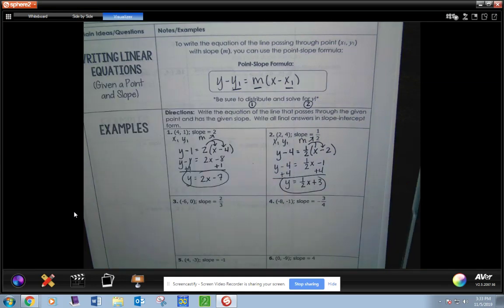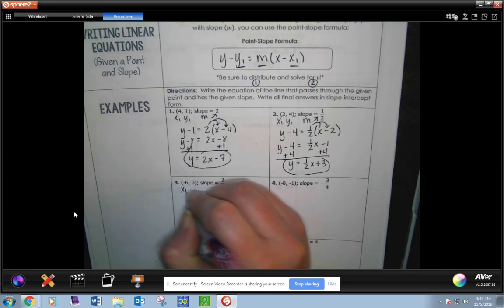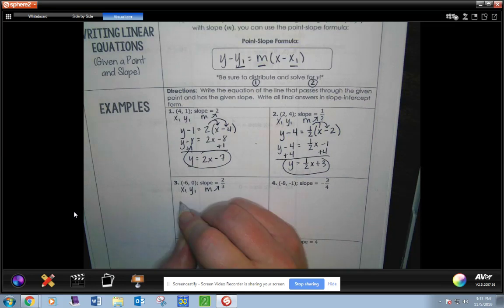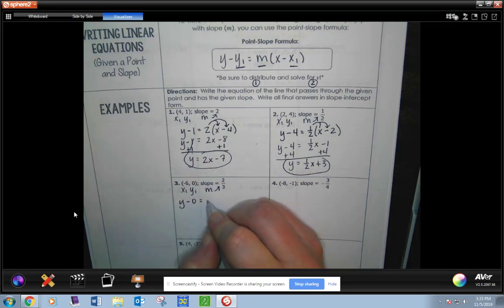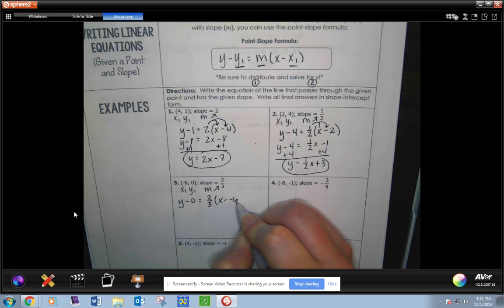Okay, moving to example 3. This is my x1 and my y1, and this is my slope. So I'm going to do y minus 0 equals, we're going to put 2/3 into m, parentheses, x minus, and the x1 is negative 6.